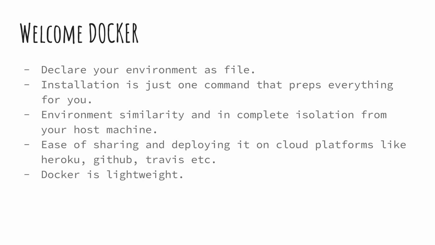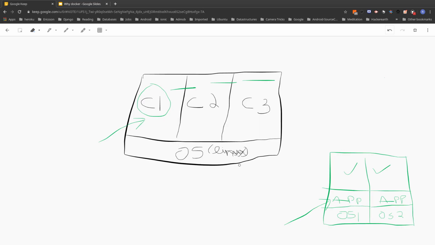One of the most important points, and something that is really talked about with Docker, is that Docker is lightweight. And one more thing is that it brings along environment similarity and complete isolation from your host machine. That is a lot of technical stuff, so let me just draw something for you. This black box, consider it as your laptop running an operating system, say Linux, for example. And on top of that, you install some Docker containers.